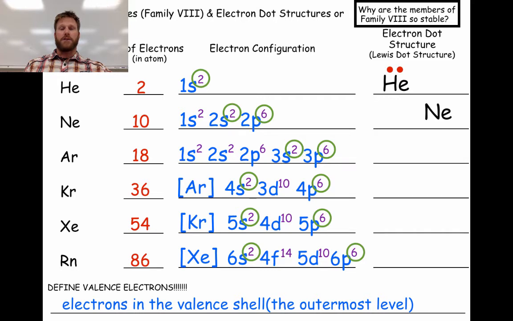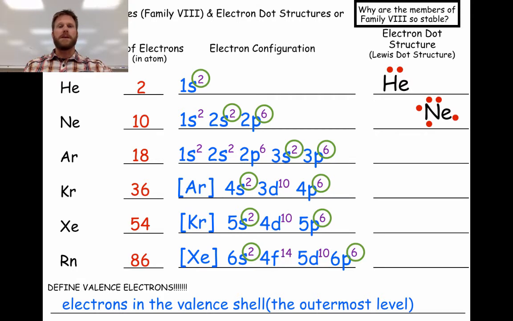Neon has 8 electrons in its valence shell. We're going to use 2 dots to represent the 2 electrons in the 2s orbital. And then, very similar to what we did with the quantum model, we're going to put 1 dot on each side of neon before we start doubling it up.